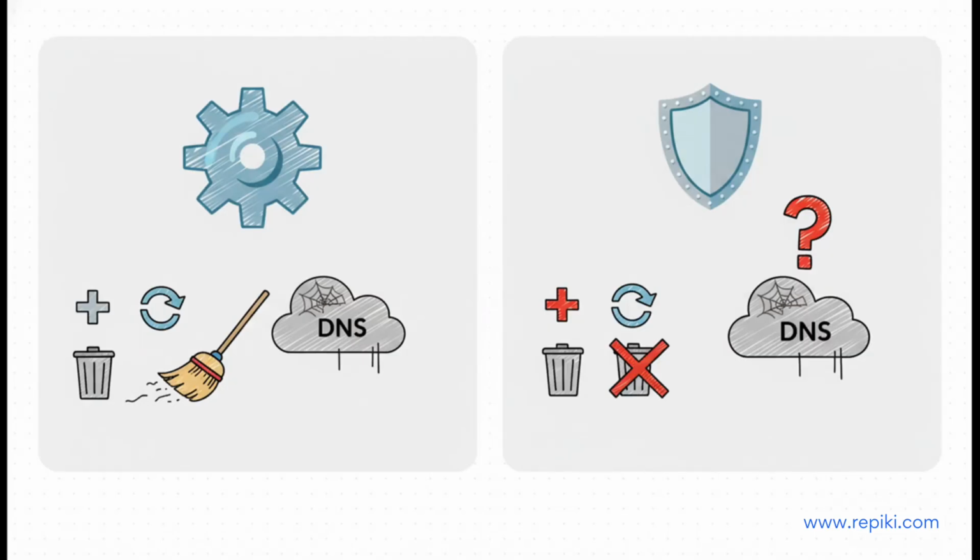Okay, one last production tip. Let's talk about safety policies. External DNS has two main modes. The default is sync. This is the full power mode. It creates, updates, and crucially, it deletes records. This is the mode that prevents dangling DNS. But it carries a risk. A misconfiguration could potentially delete valid records.